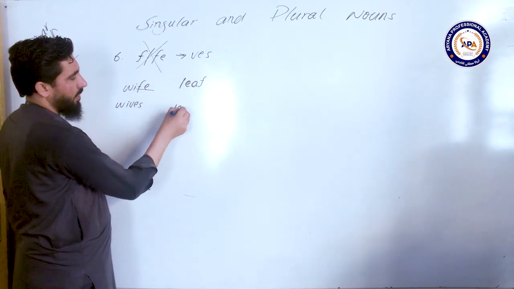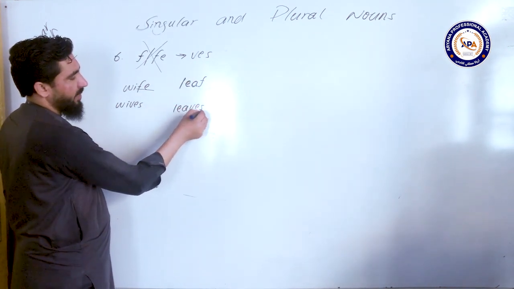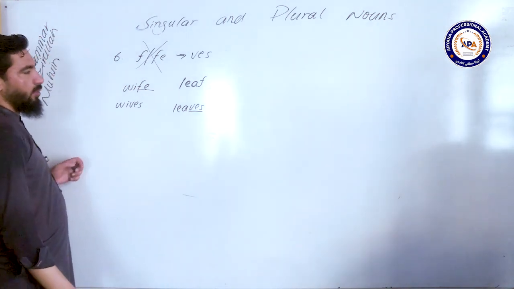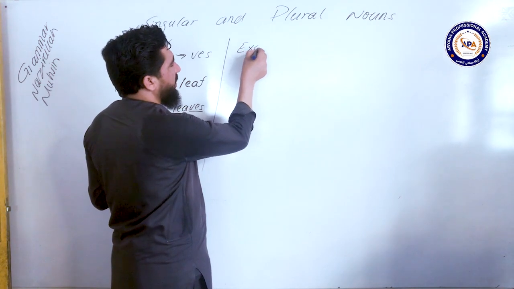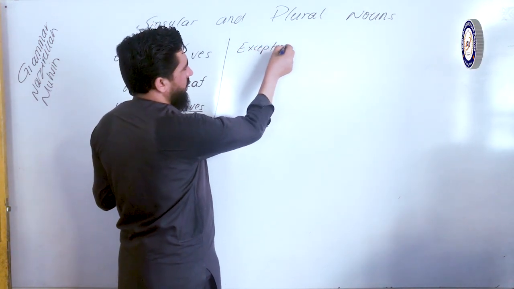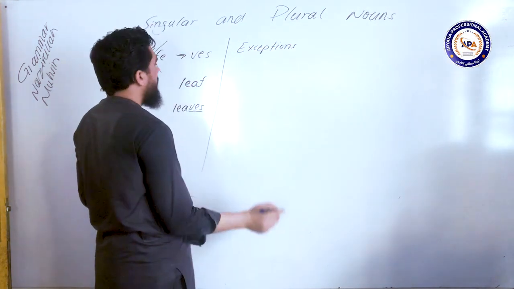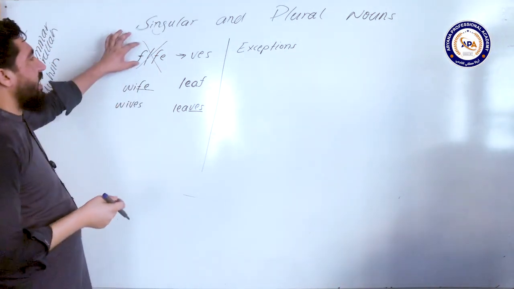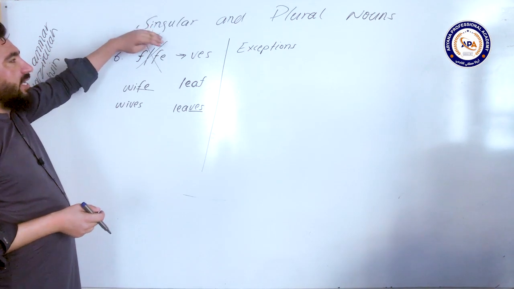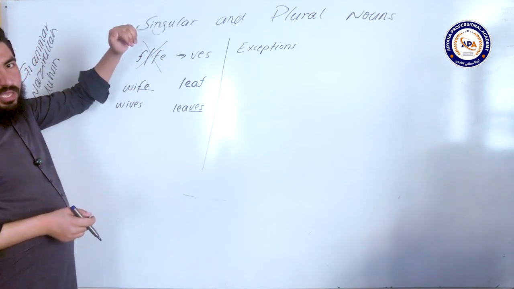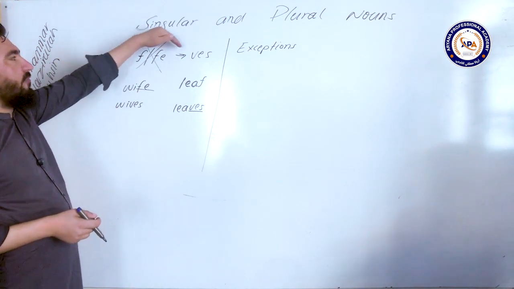Leave. The plural form is leaves with VES. There are also some exceptions in this rule. There are some of the nouns that end in f or fe, but still they are pluralized with only an S at the end. We do not replace f or fe with VES.